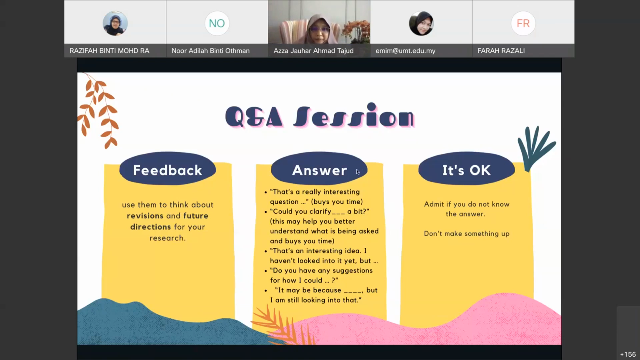All right. I'm giving you a few templates on how to answer to buy time, okay? Because sometimes our processing CPU is a bit slow, right? So you can say, could you please clarify the question, that bit that you asked? So just to buy you a bit of time. And there are a few there that you can use to answer questions. But again, don't make something up if you don't know the answer.